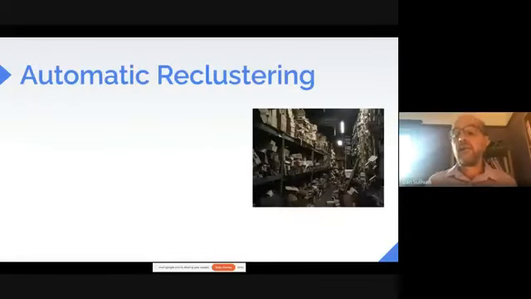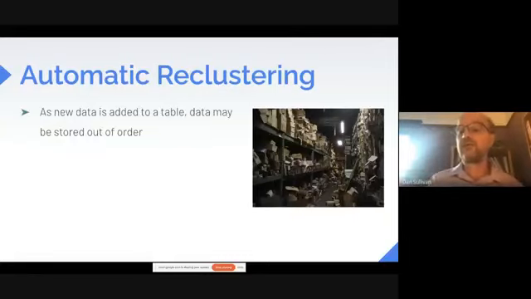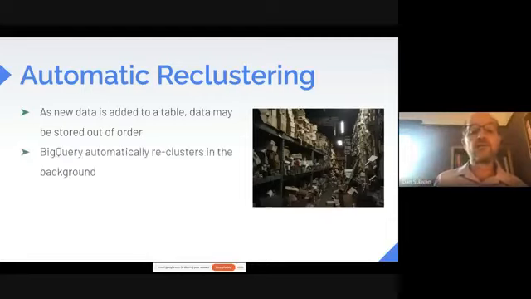Now, partitions are like anything else in the universe. They're subject to entropy. So things start to get out of order, especially as new data is ingested, it doesn't necessarily come in order. So as you ingest the data, you might need to reorder things. And that's okay because BigQuery automatically reclusters in the background, so we don't need to worry about that.